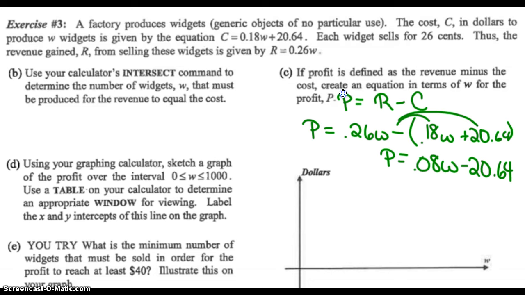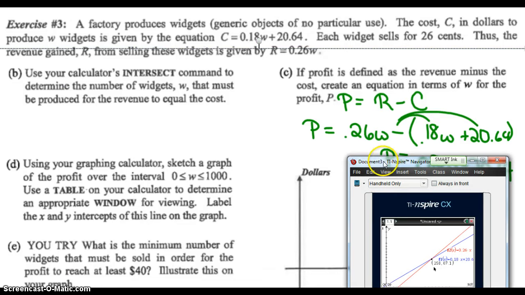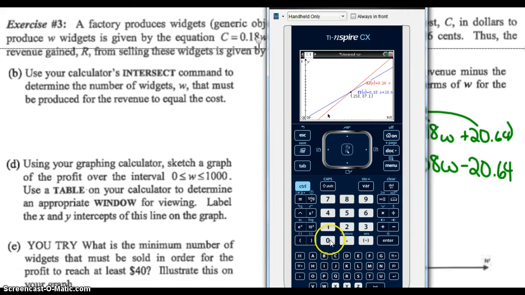Now in D, it wants you to sketch using the window of 0 to 1,000 for your domain. So we just practiced that. You would change those values, and then you'll be able to use Zoom Fit to fit the range there. It's adding on the table function. So I'm just going to show you where that is. A couple ways you can do it. You can hit Control T, and then there's your table. You, of course, are going to put in the new function.